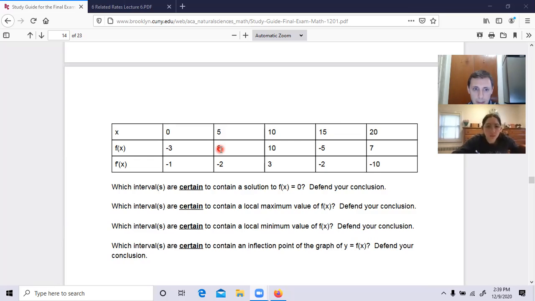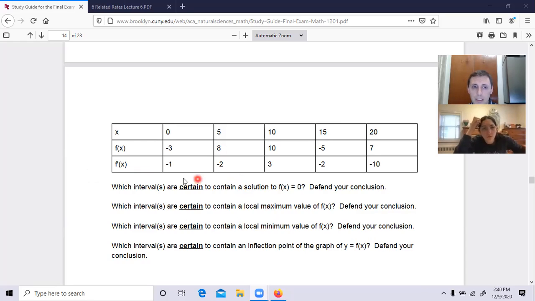Okay, so this part is good. Which intervals are certain to contain a local maximum value of f of x? A local maximum, right? I don't know. Is it 5 to 10 or 10 to 15? Well, let's see. So, certain to contain a local maximum.